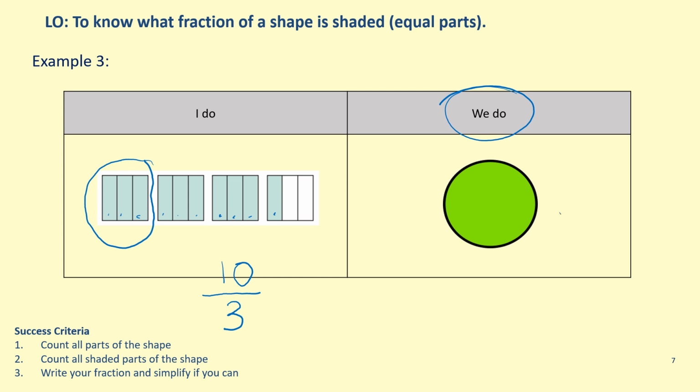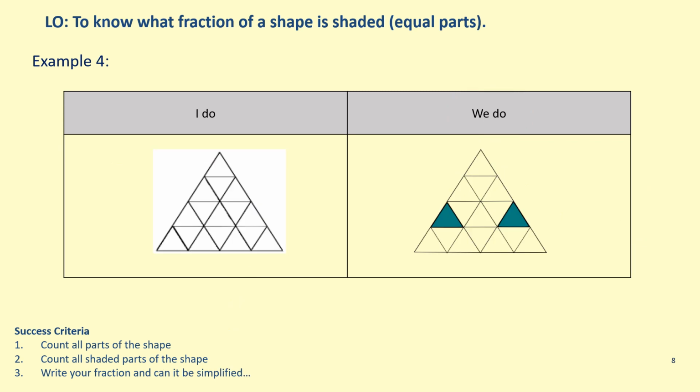So what you should have is 1 part shaded out of 1. So it's 1 over 1, which is just 1. Okay, let's move on to the next example.